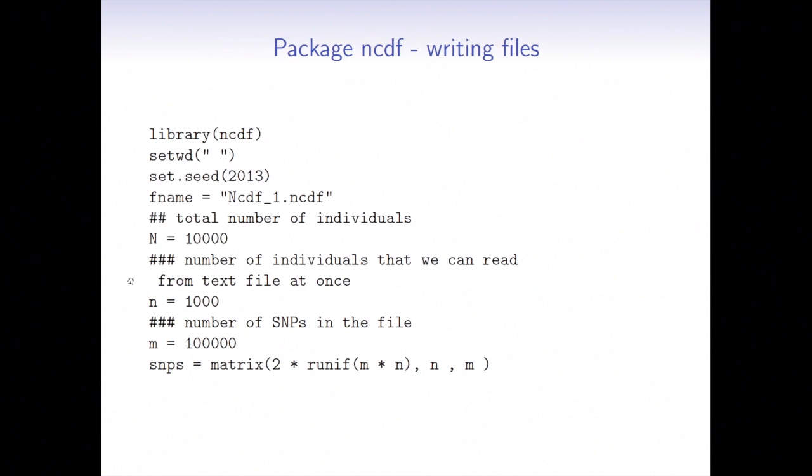So here I assume that I will have to read blocks of individuals, and I will be saving them in the ncdf object. So I specify the size of the block for individuals which I can afford, and that's 1,000 individuals, which is my small n, and the capital N is the whole sample size. And I have 100,000 SNPs, and I simulate a block of 1,000 individuals and 100,000 SNPs.